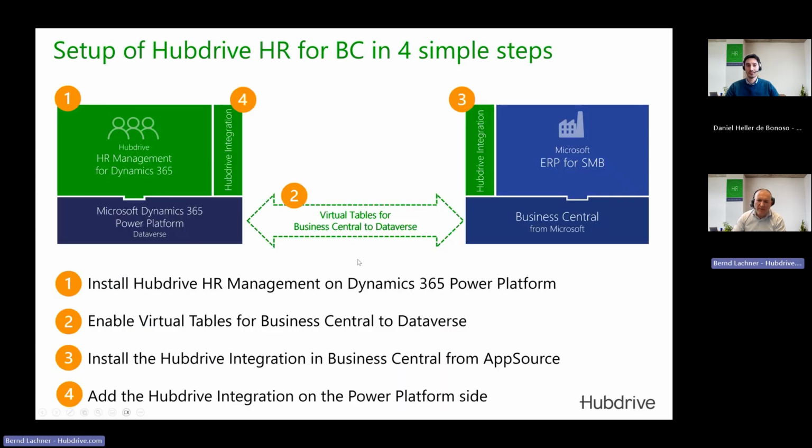So maybe some quick information about how you can get this going. So if you have already BC, so it's easy. It's just 4 simple steps to get going. So step number 1, you install Hubdrive's HR management on Dynamics 365 Power Platform. It's a solution that you can get from AppSource or from our website. And as a second step, you have to enable virtual tables then for Business Central. This is something that Microsoft provides to you. So just turning it on. And then number 3 is you install the integration of Hubdrive into Business Central. This is available on AppSource. And as the last step, you do also the integration side on the Hubdrive end for the BC, and then you're good to go.